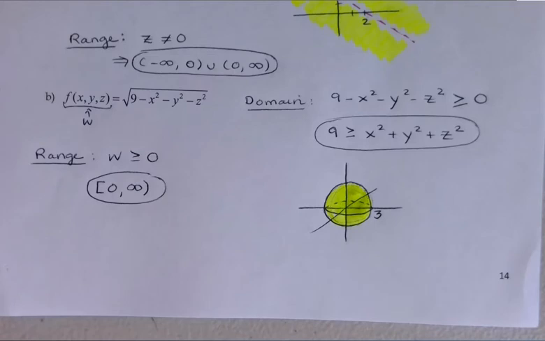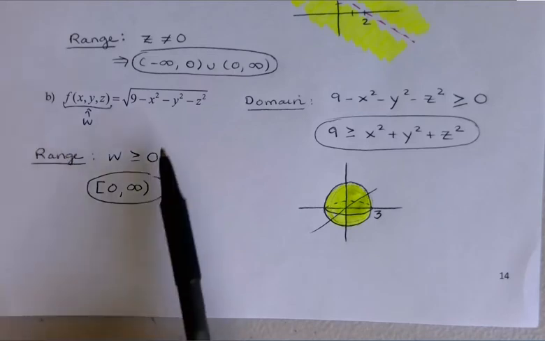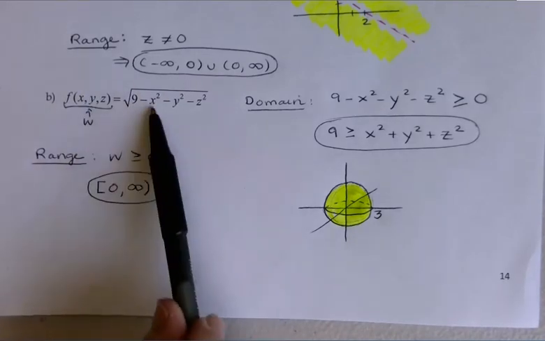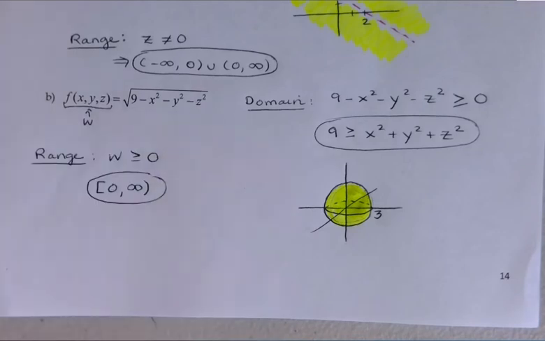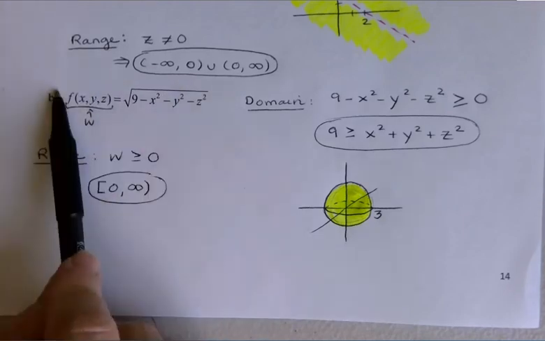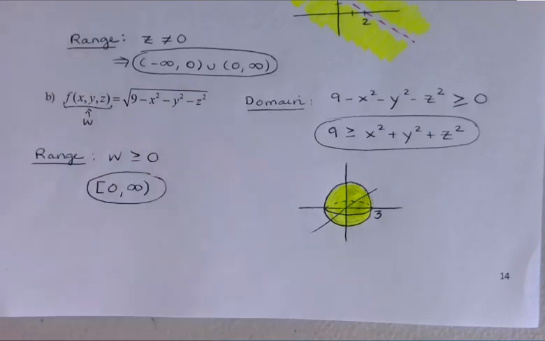I can't graph this one because it would require a 4-dimensional graph, right? I'd have to have x, y, and z as input points, w as an output point, and we don't have 4 dimensions to work with in our world. So we can't actually graph this function, but we can still determine its domain and range.